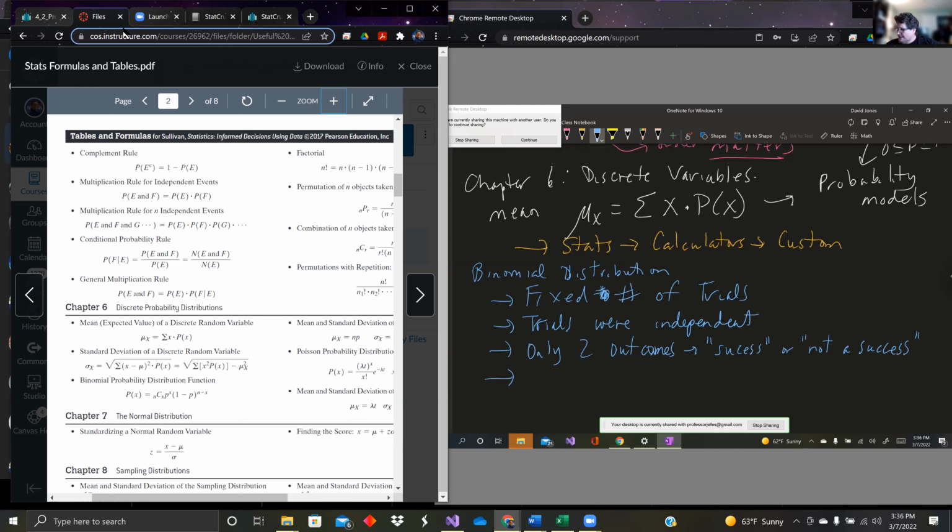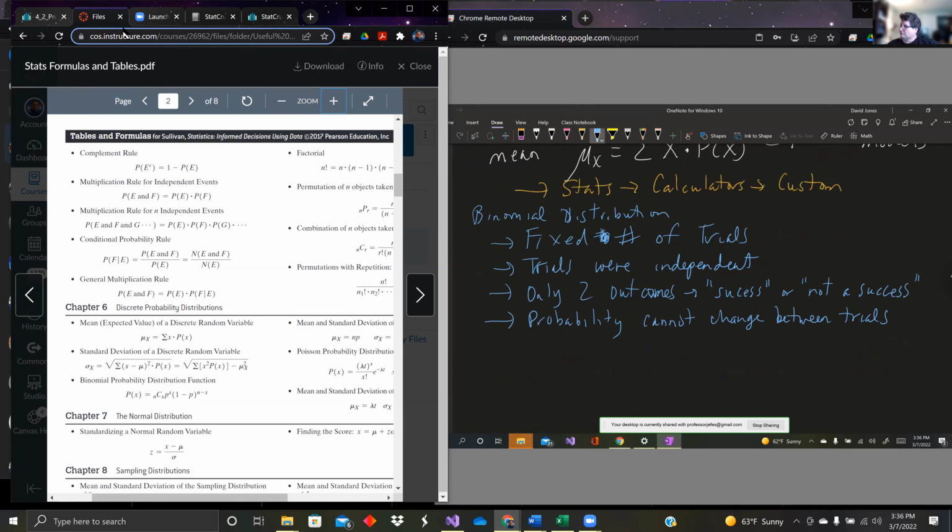Then we also had one other thing. Oh, I need to say continue. Probability cannot change between trials. If we had that, the probability of X was n choose X, then we had P to the X power, and then we had 1 minus P to the n minus X power, where X was the number of successes.